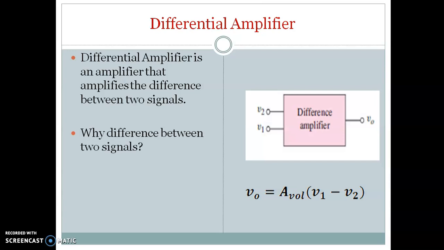So what is the output voltage? V0 is equal to A_VOL times the difference between the two signals, V1 minus V2, where A_VOL is the open loop gain. Open loop gain is a high value, since there is no feedback. You may not have good knowledge of feedback yet, but at least remember that this value is going to be large. So V0 = A_VOL (V1 − V2).